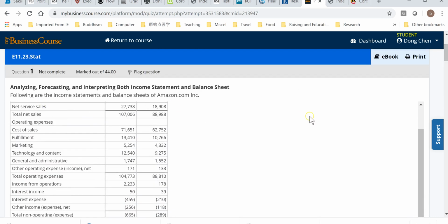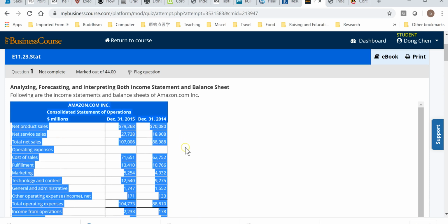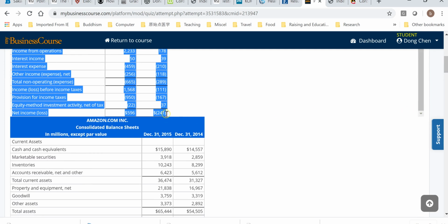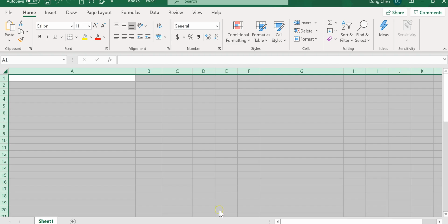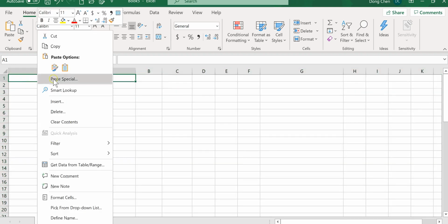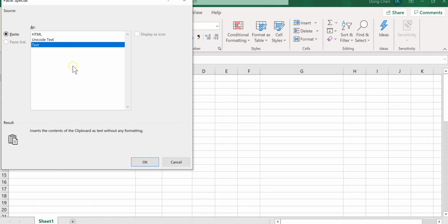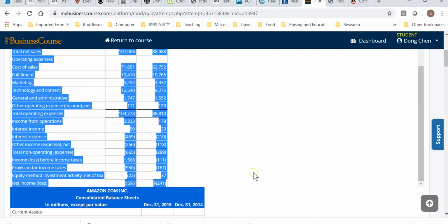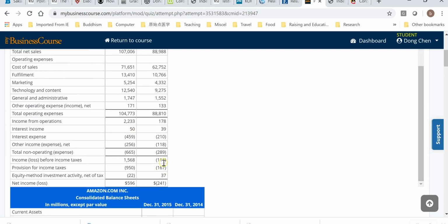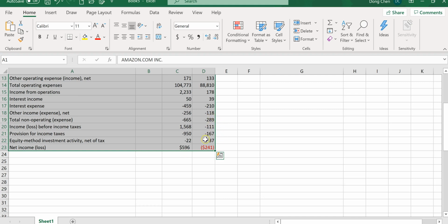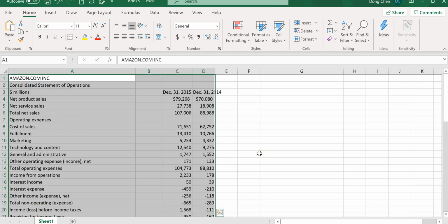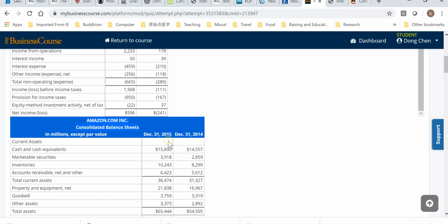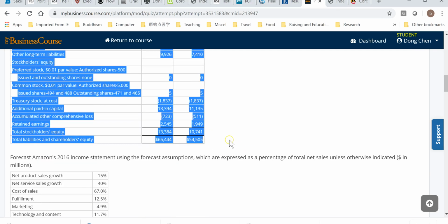So to do that, let me first copy the current two financial statements, the income statement and the balance sheet, to my Excel sheet. So let me use the paste special, and I want to use the text. And after that, I want to double check to see whether the numbers are actually without any issue. And it does seem to be the case, especially for the negative numbers. I want to pay particular attention to those numbers. And then I want to do the same for the balance sheet. Just copy the balance sheet to my Excel sheet.